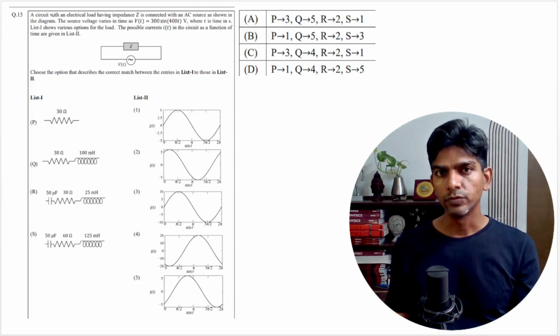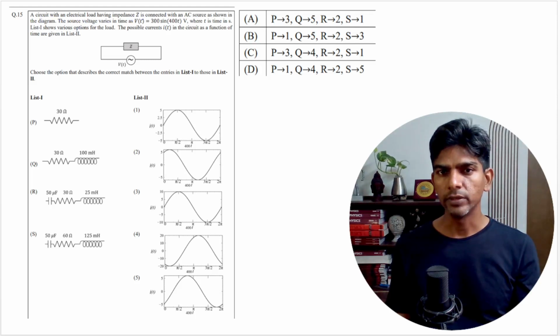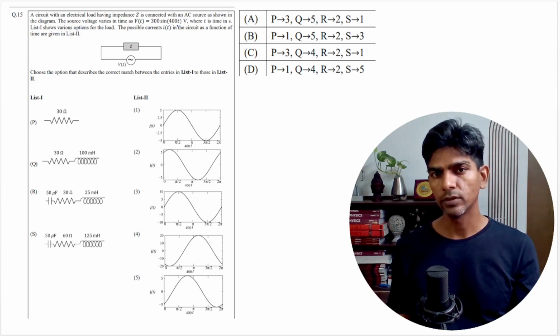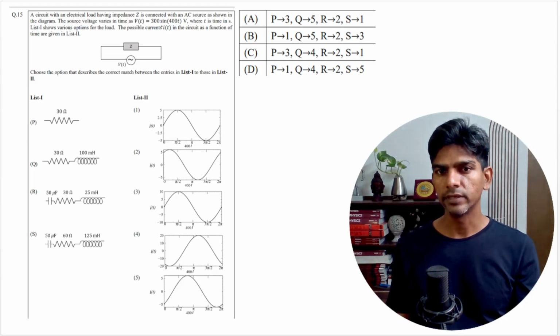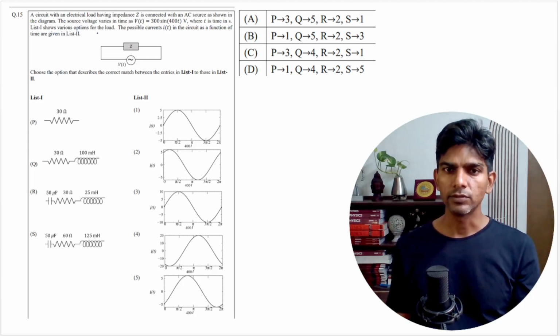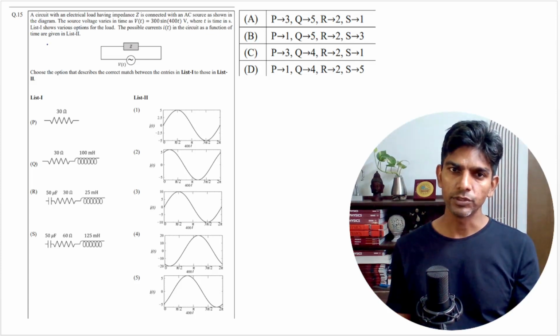Now this is question 15 of JEE Advanced 2025 paper 1. A circuit with an electrical load having an impedance Z is connected with an AC source as shown in the diagram. The source voltage varies with time as 300 sine 400t. So omega is given as 400 and the amplitude of the voltage is given as 300, where t is in seconds. List 1 shows various options for the load, the possible current I in the circuit as a function of time.